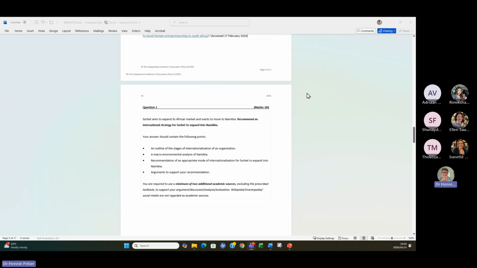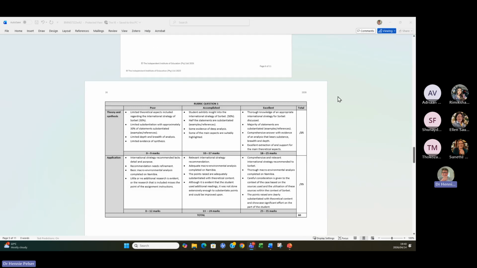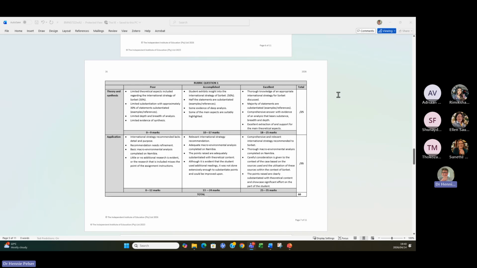Right. So let's look at the first one. It looks at Learning Unit 4. So we're looking at an international strategy for Sorbet, but we have to start with each of the sub-elements. Please remember, it's fine, Sunette, I'm teasing you. Each of the sub-elements, we've got to make sure that we tick box each of these elements. And then obviously each of those will then contribute to what is in here. Right, so the rubric is there. Remember the balance between theory and application.